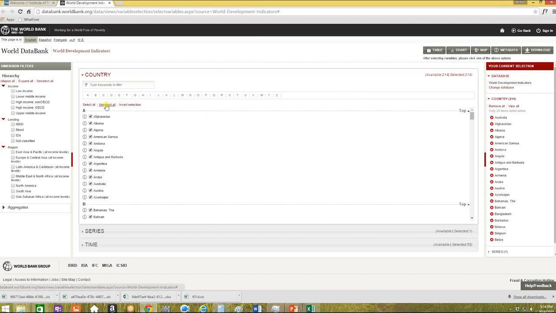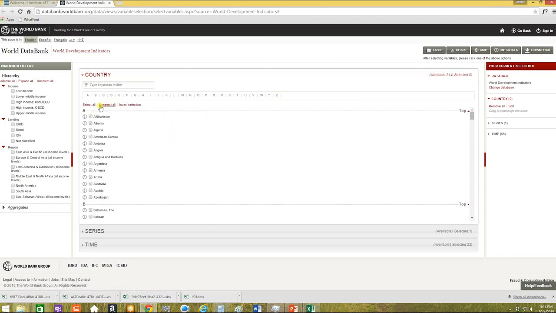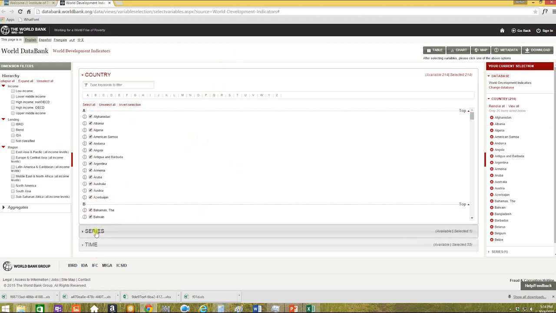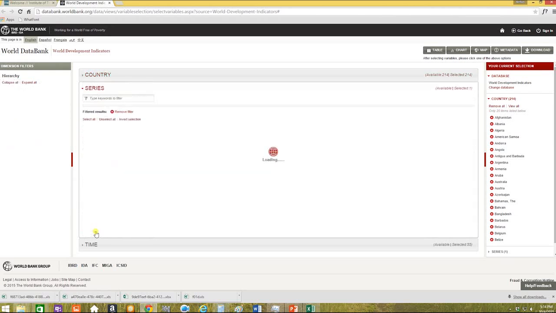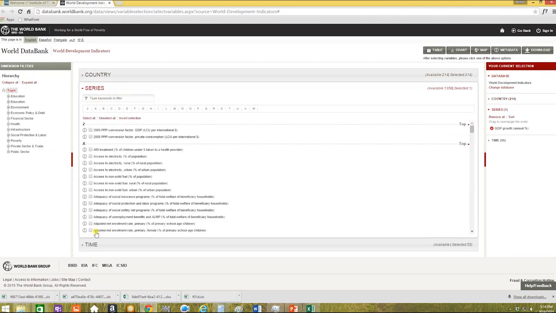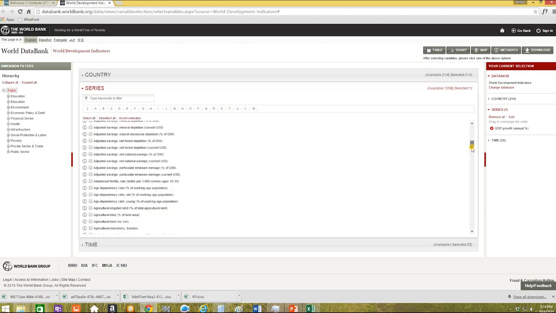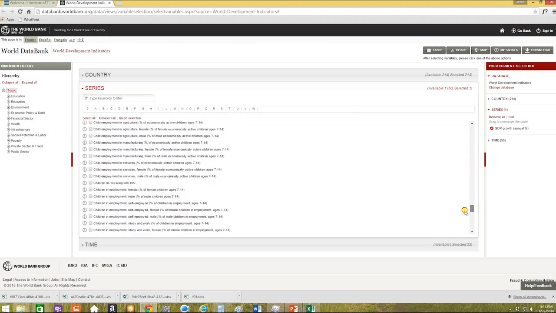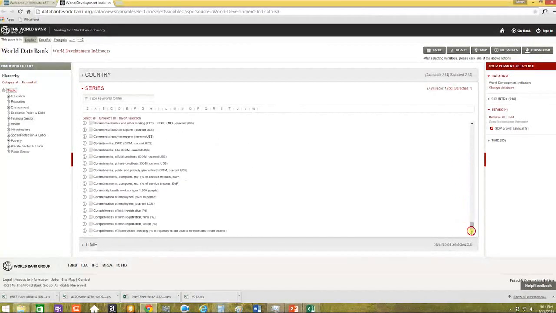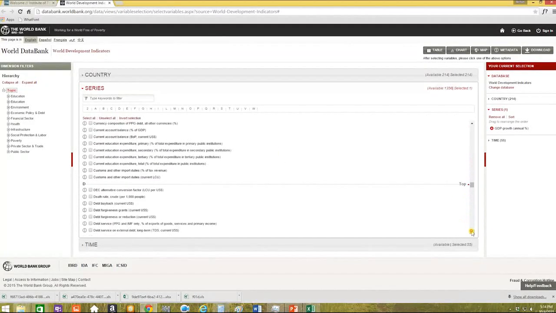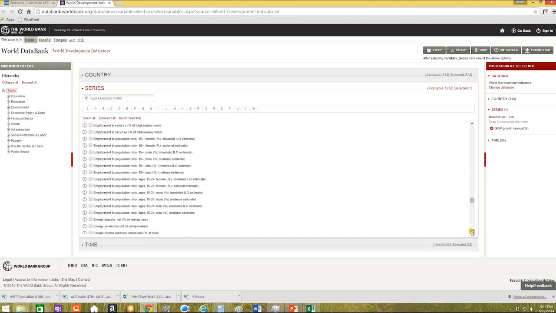So what you'll do is when you first click into it, you'll be given country, series and time, and nothing will be selected for each section. What you have to do is select all, or if you're focusing on one particular country, just select that country, go into the data series, and if you scroll down, we're looking for G for GDP.